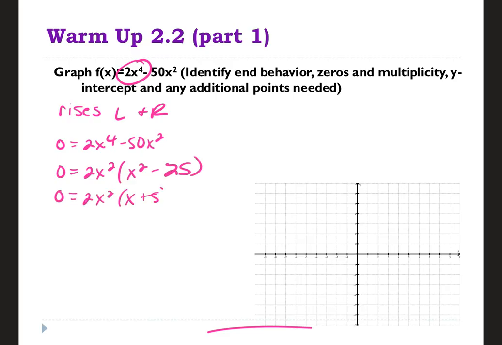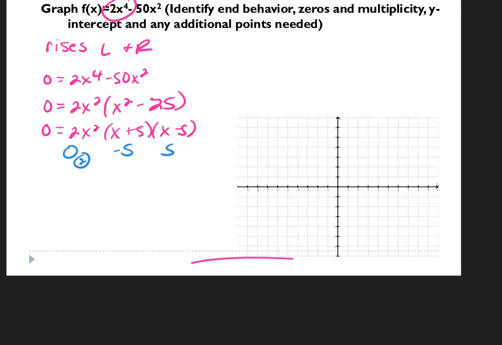And then I found the zeros. So I set it equal to 0. I factored out the 2x squared and got x squared minus 25, a difference of two squares, which factors to x plus 5 and x minus 5. Now that 2x squared means it would be plus and minus 0, which is important because that means there's 2 zeros. So the multiplicity on that 0 is 2. Then negative 5 would have a multiplicity of 1, positive 5, 1.